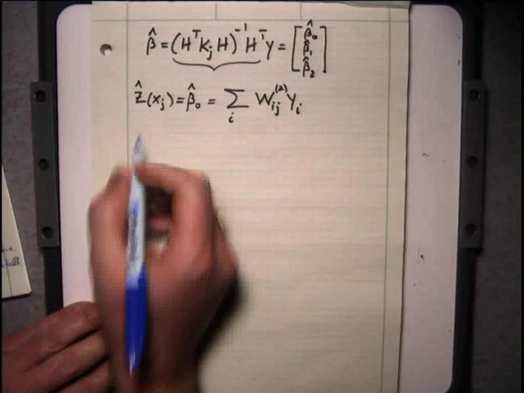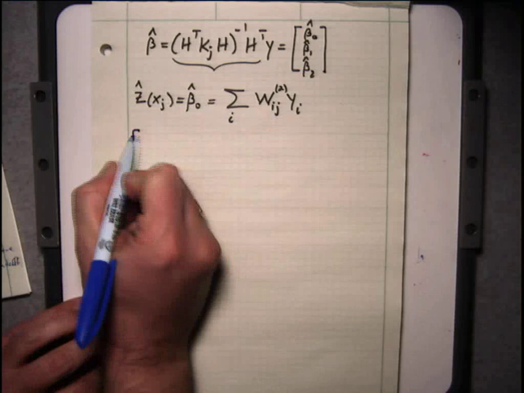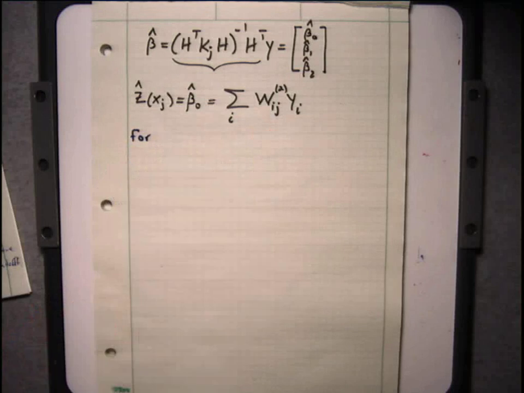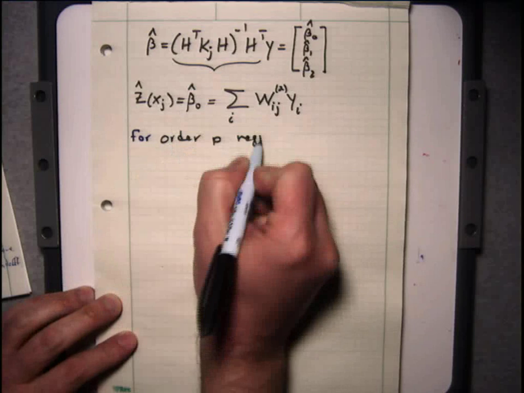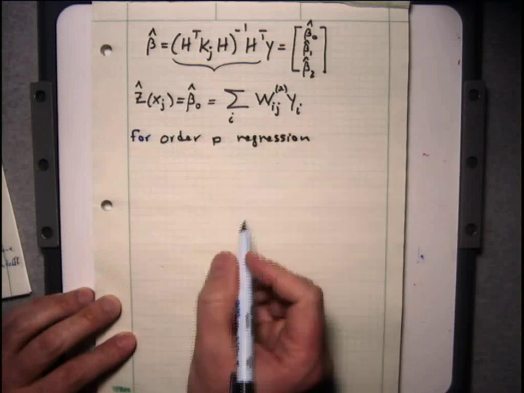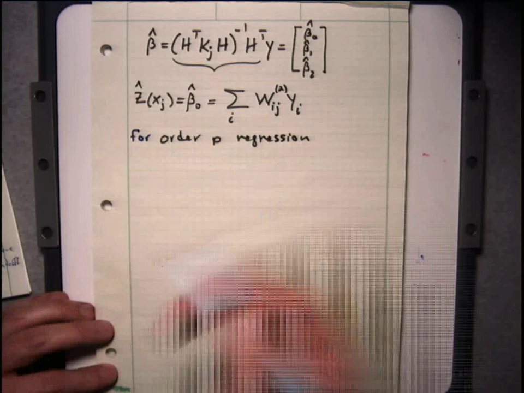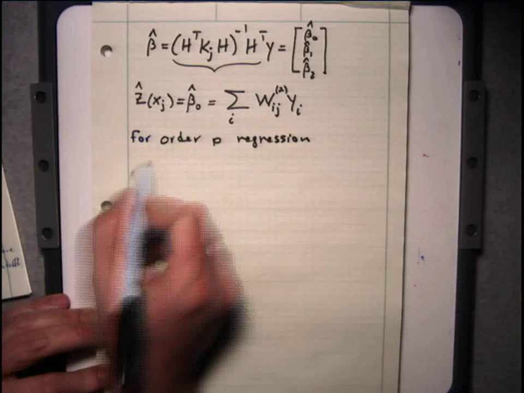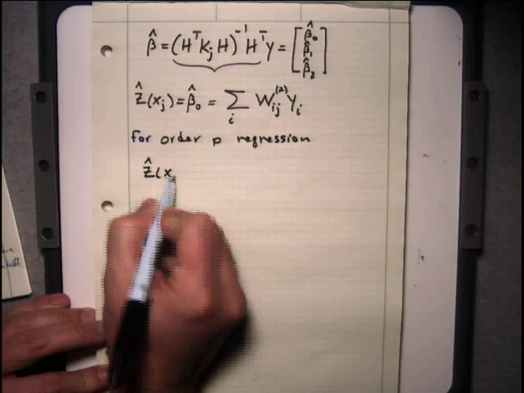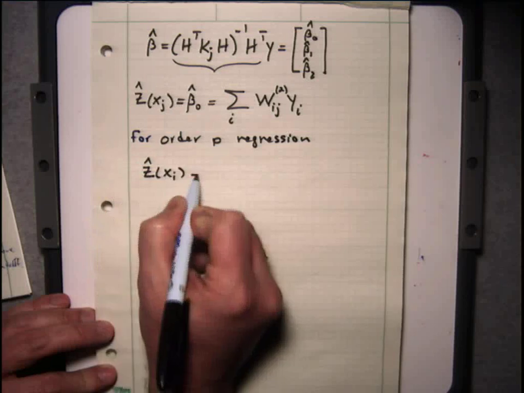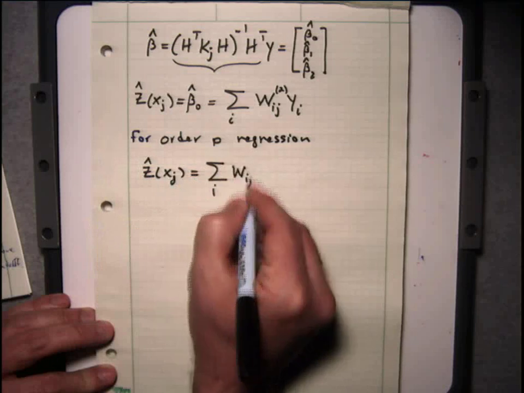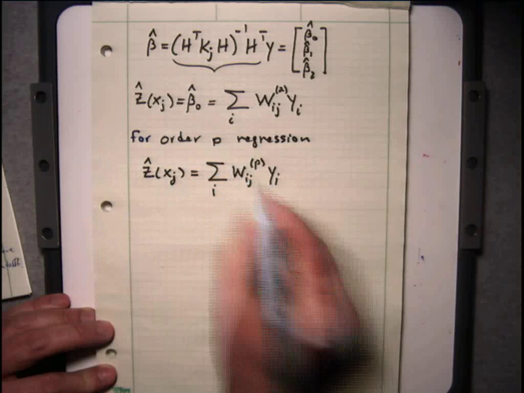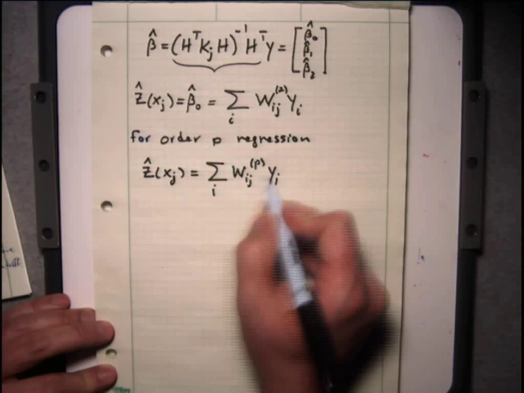Now let's discuss the general scenario for order P regression. That simply means a pth order polynomial instead of a quadratic. So the formula turns out to be exactly the same: Z of xj equals sum over i, wij p of yi. Again, a linear combination, except that these coefficients are different.